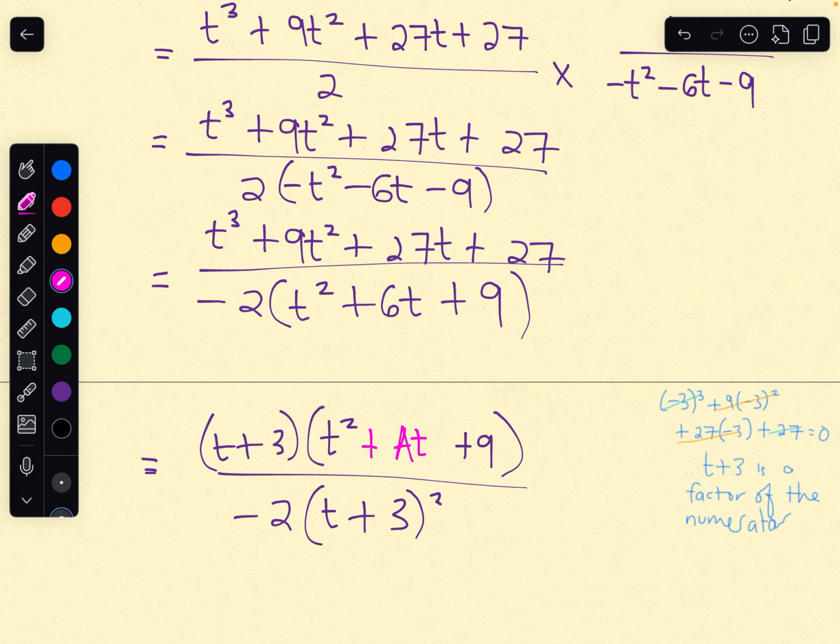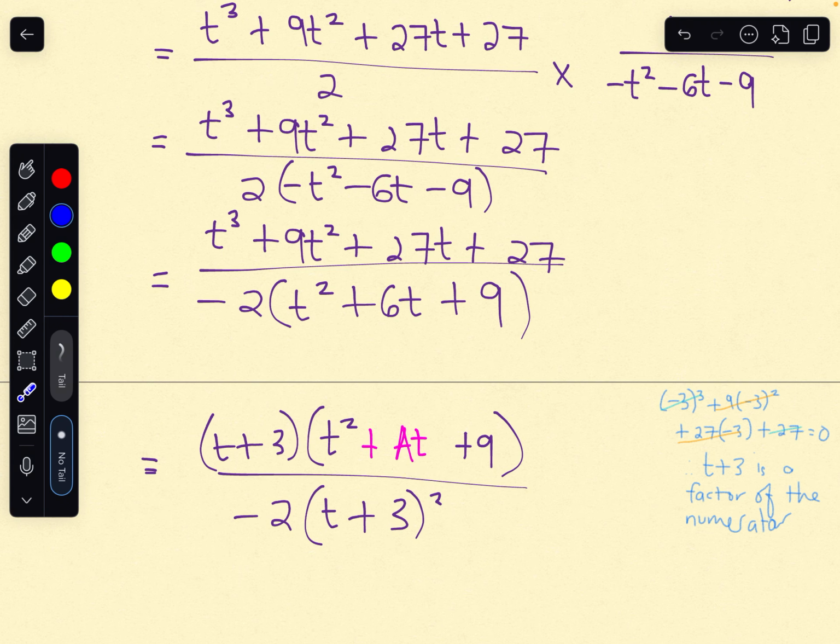So there's an at here that is going to be multiplied by this and by this, and the t squared times the t gives us the t cubed. T squared times 3 contributes to this term, and 9 times t contributes to this term. 9 times 3 gives us that term. At times t gives us part of the quadratic term. At times 3 gives us part of the linear term, right? So we need to figure out the coefficient of this guy here in the middle.